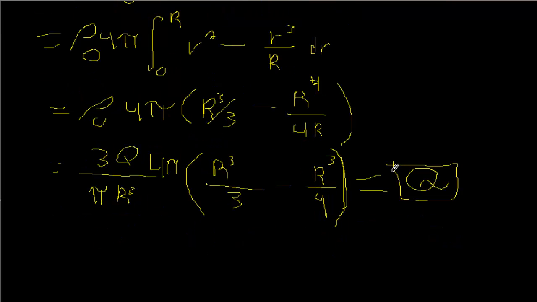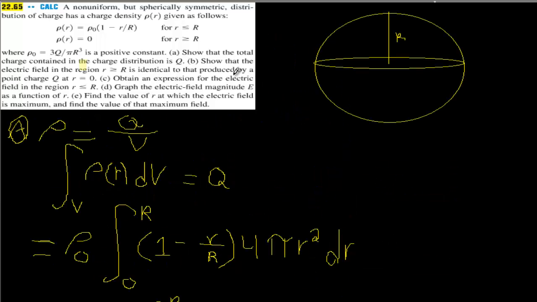And obviously that had absolutely nothing to do with Gauss's law, but this next part, I believe, does have something to do with Gauss's law. Part B says, show that the electric field in the region r greater than or equal to R, or basically outside the sphere, is identical to that produced by a single point charge with a magnitude of Q at the very center, that is placed at r equals 0.